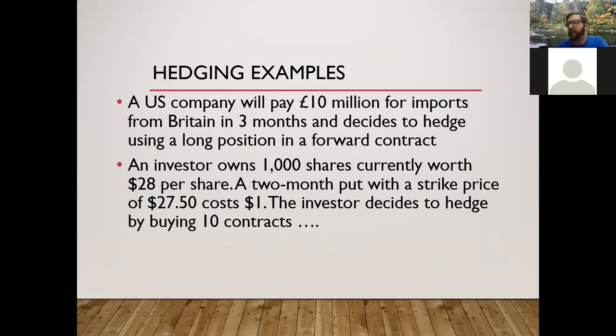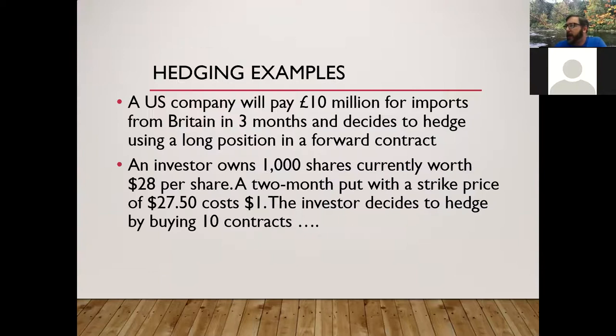And again, here are a couple of other examples that we'll use on quizzes, just to make sure you understand. A U.S. company is going to pay 10 million pounds for imports in 3 months. What could you do? I could say, okay, let me agree right now on how much those 10 million pounds will cost in US dollars in 3 months. Then I don't have to worry about what the exchange rates are going to do. That type of thing.